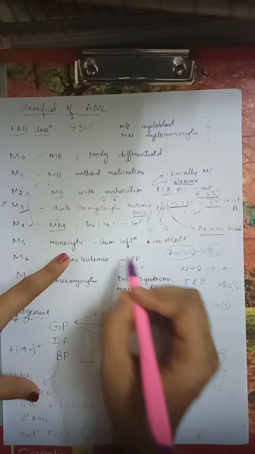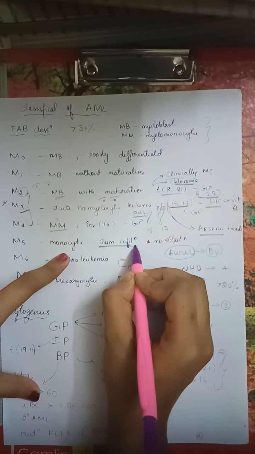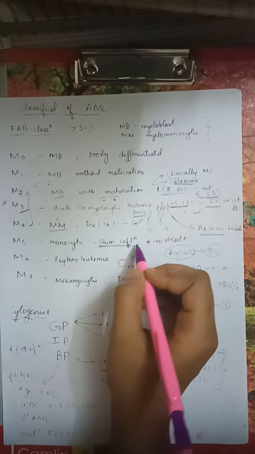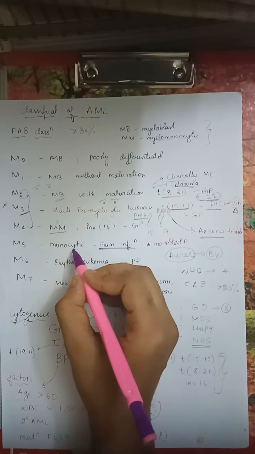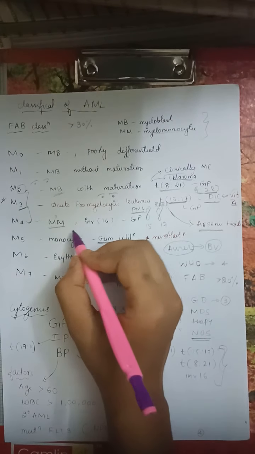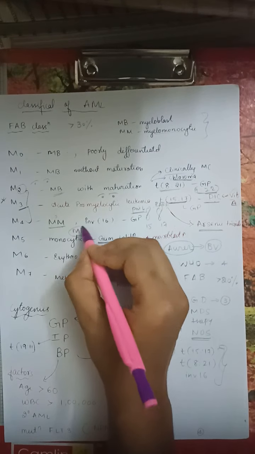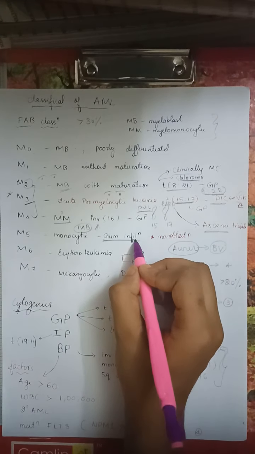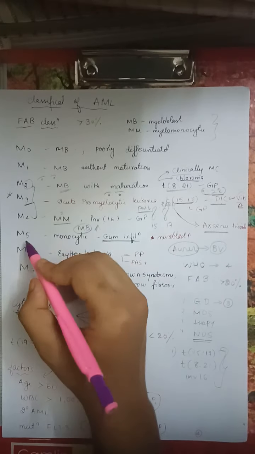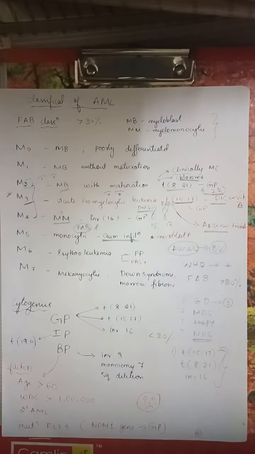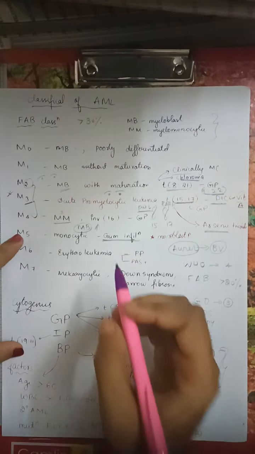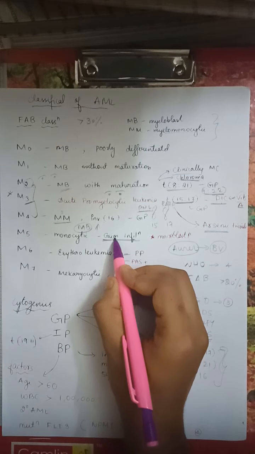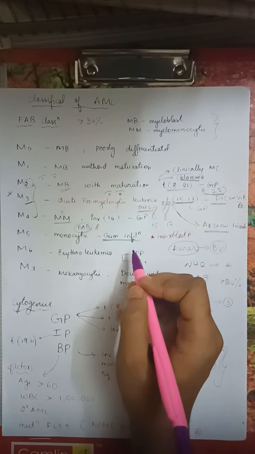And M5, the main feature is gum infiltration. We all know that monocytes are formed from monoblast. Therefore monoblast will increase, which will cause gum infiltration, and there will be bleeding, and it is associated with M5. I just remember 5 rupees bubble gum. It's a lame mnemonic, but whenever I see M5 I can remember gum. So you can even remember in that way.